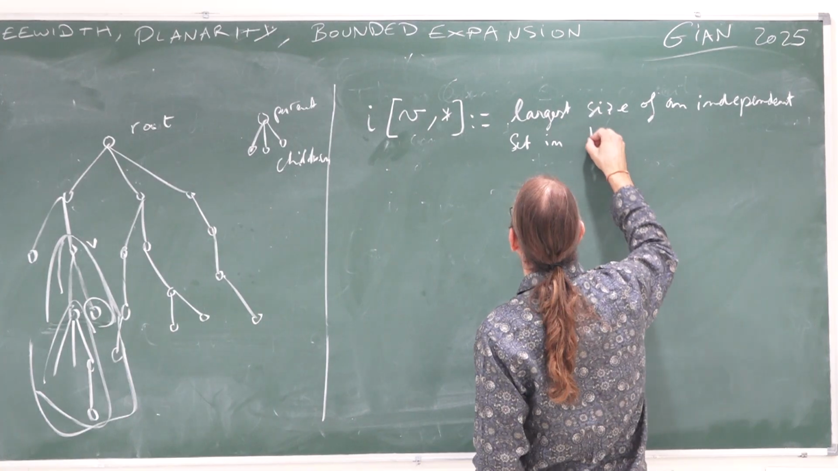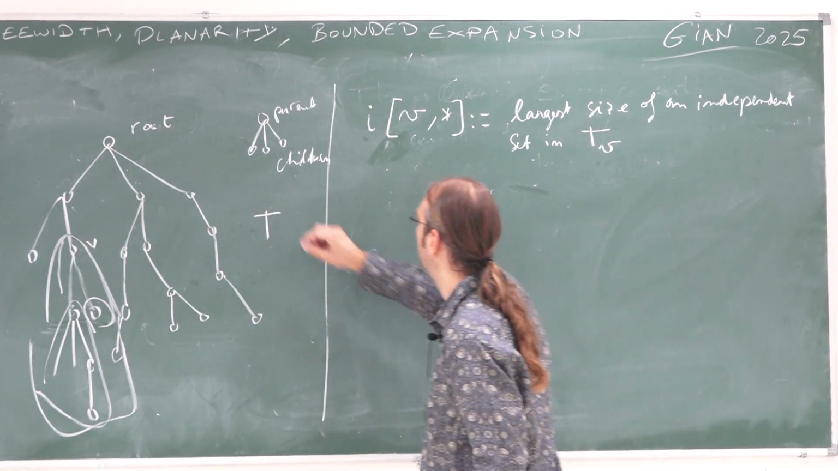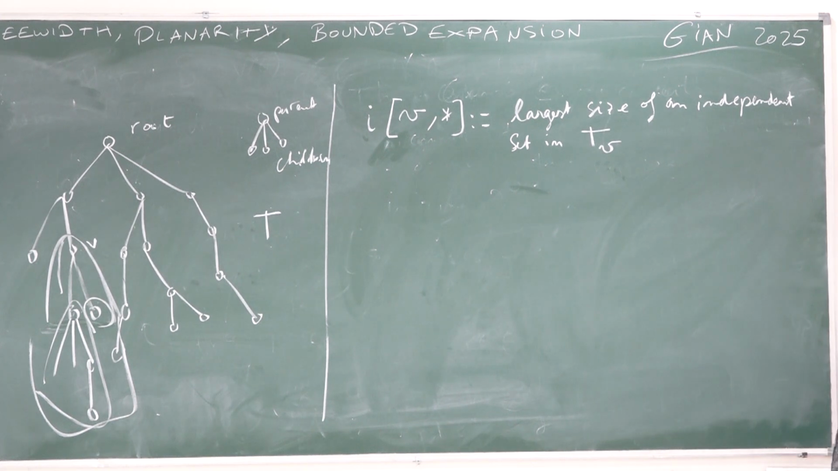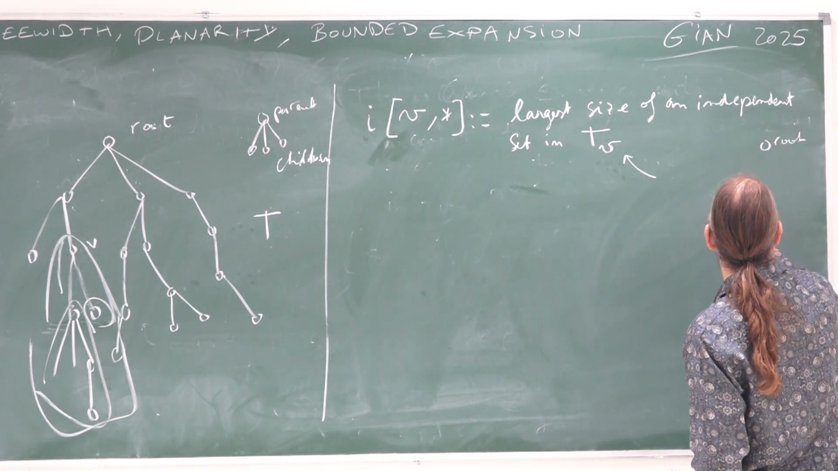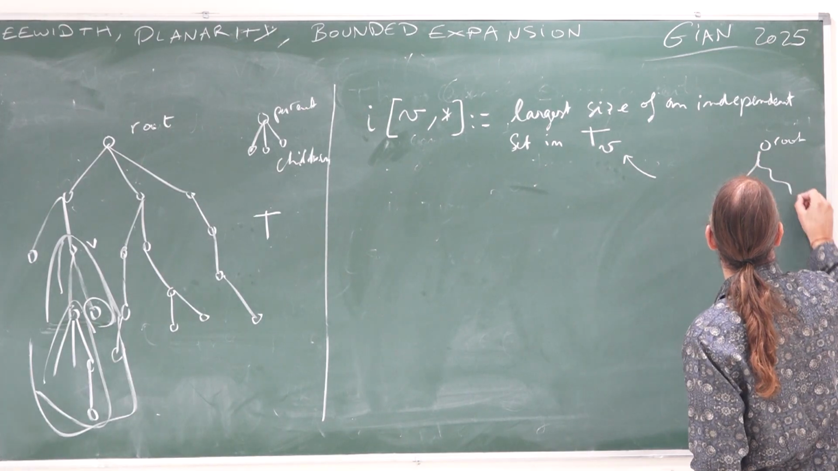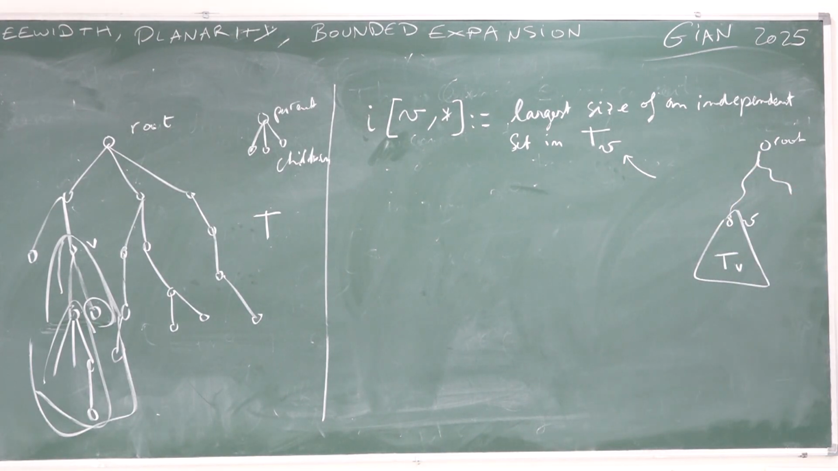In TV, what is TV? My tree I am calling T. TV is the subtree rooted at V. This is root. This is TV. Obviously what I'm looking for is to compute, in the end, I of V of root star. If I know the function for root, this will be the whole independent set of the tree.